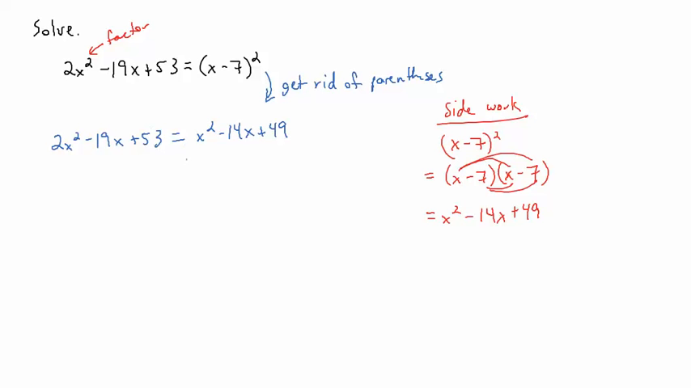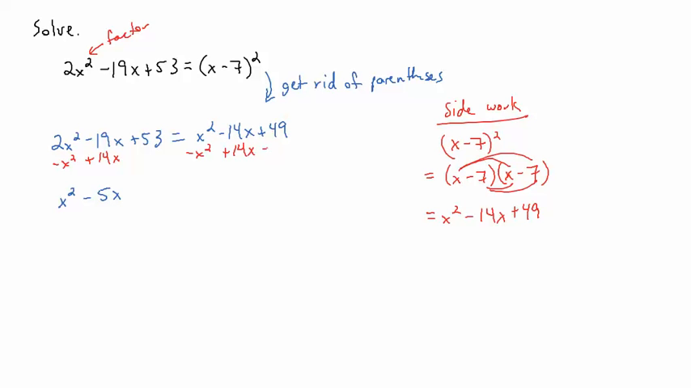We can easily move things around in this equation now, get 0 on one side. So I'm going to subtract x squared from both sides, which is going to give me 2x squared minus 1x squared is 1x squared. I will add 14x to both sides, giving me negative 5x on the left side. Negative 19 plus 14 is negative 5. Over here it's 0, by the way.